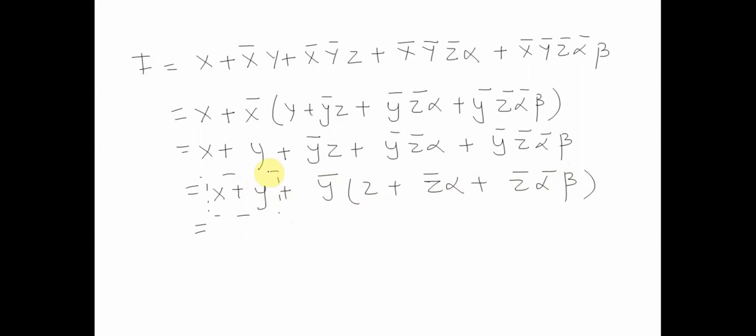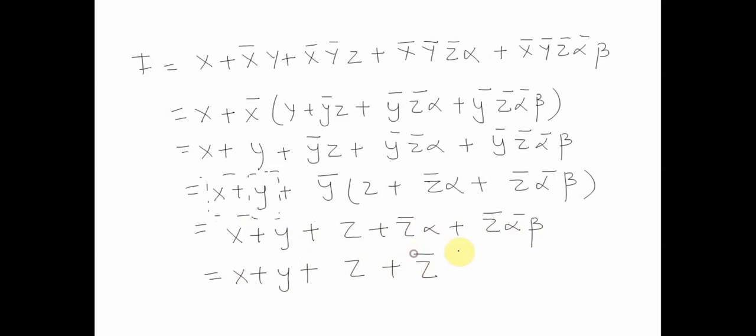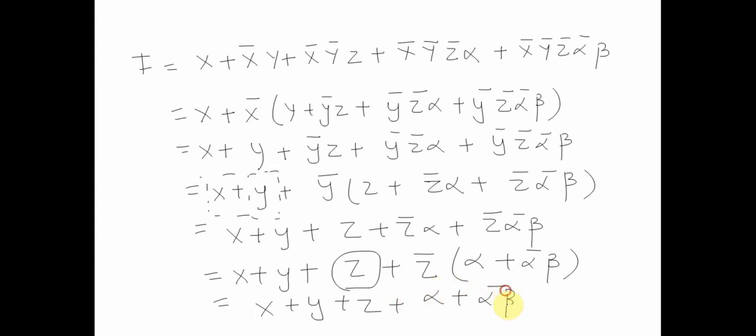So this is like x plus x bar y, which is equal to x plus y. So this will come out to be x plus y plus z plus z bar alpha plus z bar alpha bar beta. Similarly, we can take z bar common: z plus z bar times alpha plus alpha bar beta. This will again become one term, x plus x bar y is x plus y, so z plus alpha bar beta, which is nothing but x plus y plus z plus alpha plus beta.